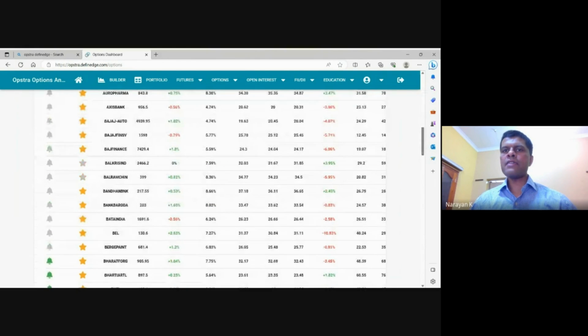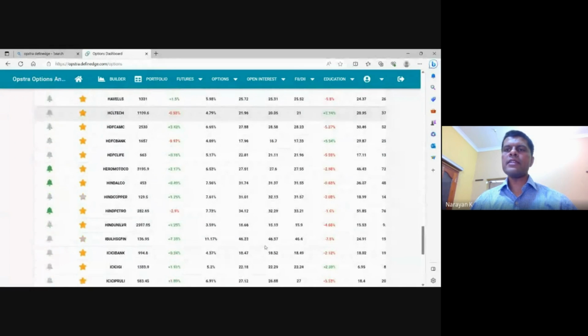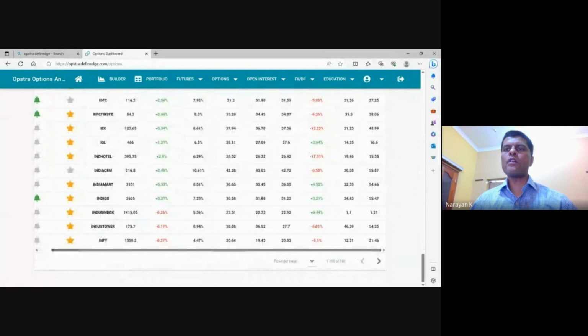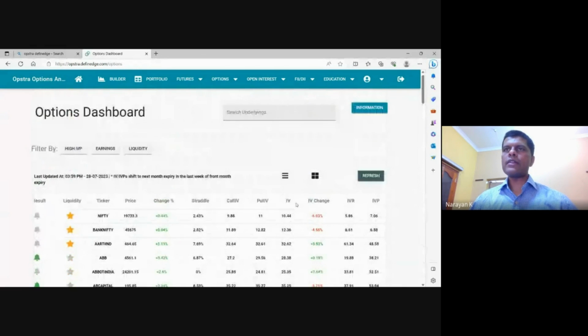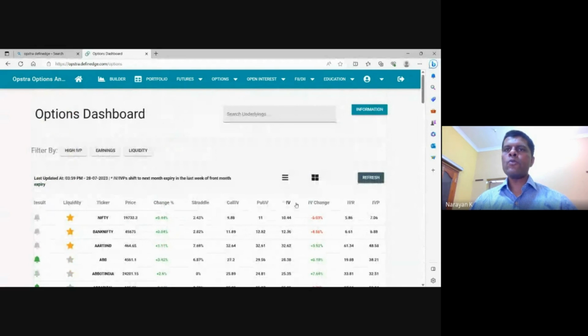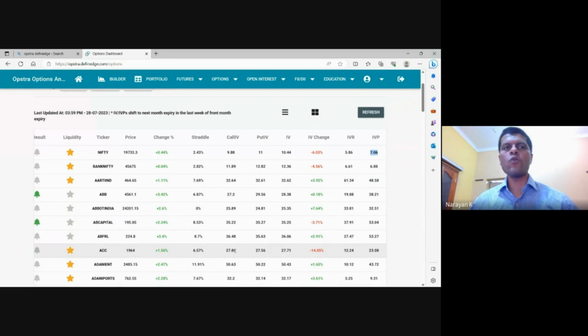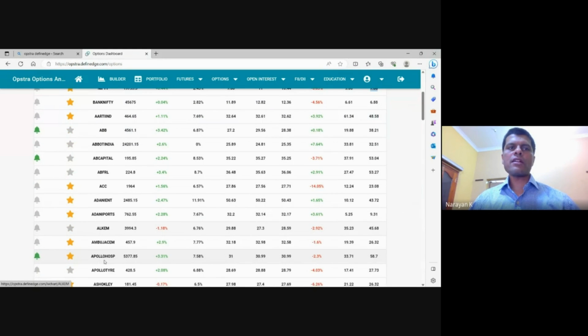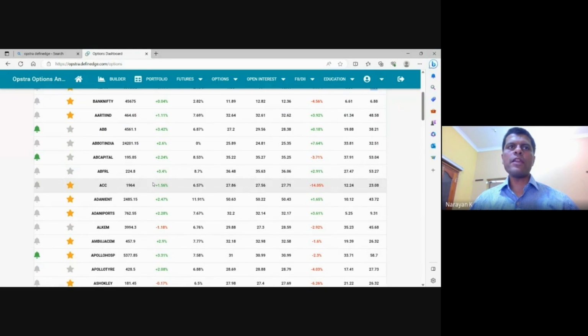Then you have the IVR and the IVP, that is the implied volatility rank and implied volatility percentile. Implied volatility percentile generally refers to how much in the previous year this kind of volatility has been seen. So in Nifty, if you see, it is a very low IVP. So generally throughout the year, we have seen a very high volatility. Now it is very low volatility. Even trading a very low volatility script is quite challenging, and a very high volatility script comes with its own challenges.